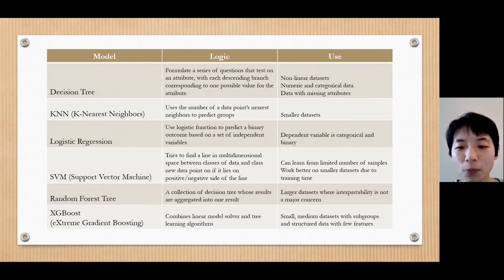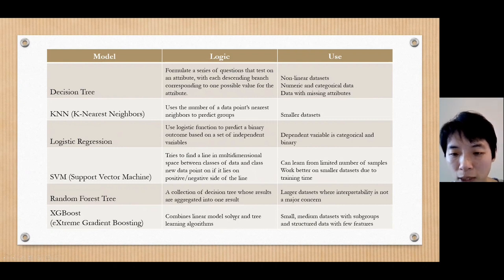But one problem with this is that it can be very hard to interpret with the human brain at that point because it's overwhelmingly complex. So if that's not a problem and the data sets are larger compared to others, then you might consider the random forest model to use for your data set. And last but not least, the extreme gradient boosting model combines the linear model solver and the tree learning algorithms.